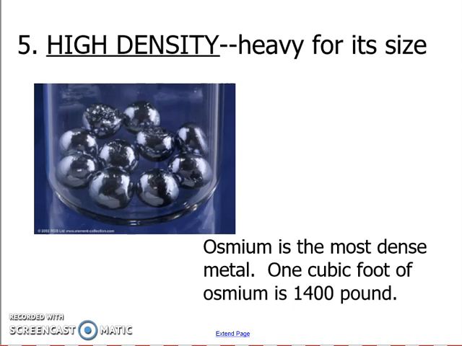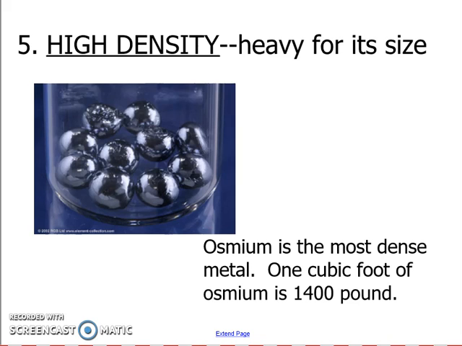The fifth is that they have a high density. This means they're really heavy for their size. So if you picture this element right here, pictured as osmium, it's the most dense metal on the periodic table. So 1 cubic foot of osmium is 1,400 pounds. Okay, so that's obviously an extreme example, but they have a really, really high density.